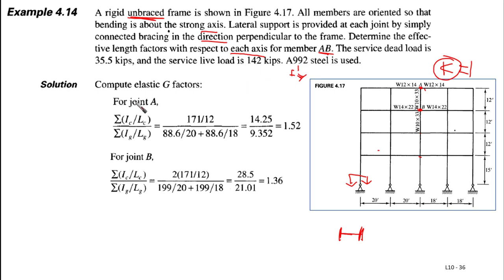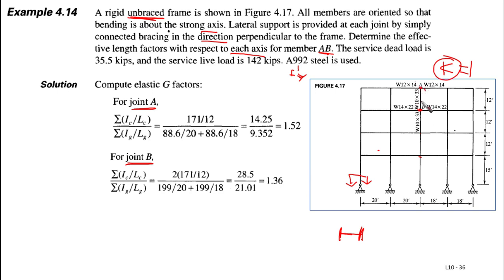Okay, now let's go to the computation of the ratios, which are the G factors, and then we are going to check whether the column is elastic or inelastic. So the steps of the solution are going to be like this. We're going to calculate G for joint A and joint B, assuming that this column AB is going to be elastic. And then we're going to check whether it is an elastic or inelastic column.